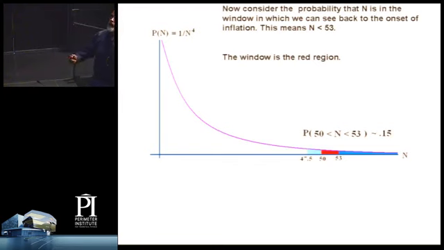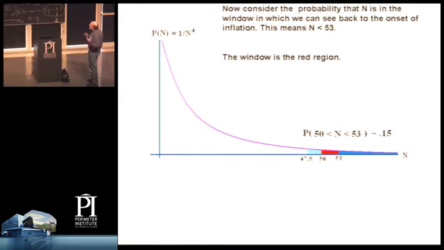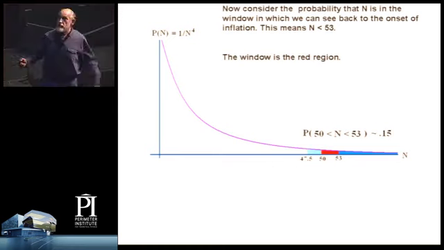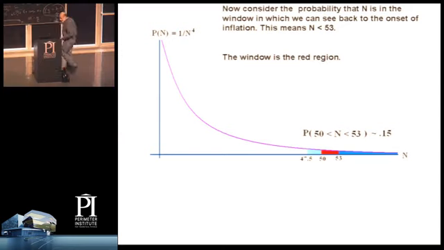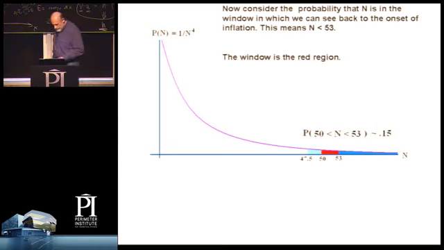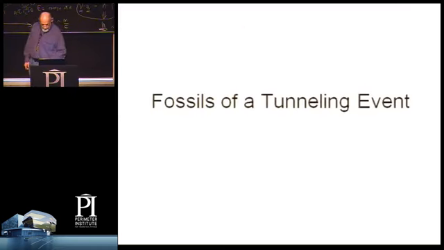What is the window that pre-inflationary structure can be seen? The window that pre-inflationary structure can be seen is something like between 50 and 53. That turns out in this model again to have a probability of about 15%. 15% is small, okay? And I certainly recognize that. 15% is small, but not infinitely unlikely. Perhaps we will be lucky and be in this window. If we are, then all sorts of options open up for detection.